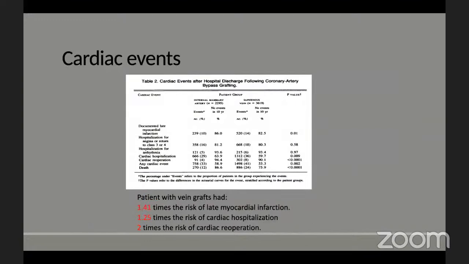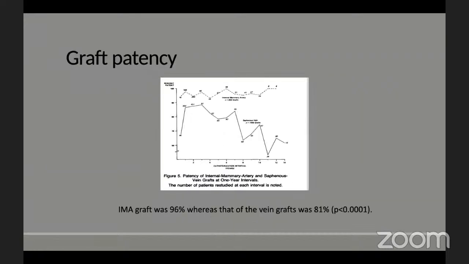In cardiac events, patients with vein graft had 1.41 times the risk of late myocardial infarction, 1.25 times the risk of cardiac hospitalization, and 2 times the risk of cardiac reoperation. In graft patency, the internal mammary artery graft was 96%, whereas the vein graft was only 81%, and we can see the vein line declining over the years.